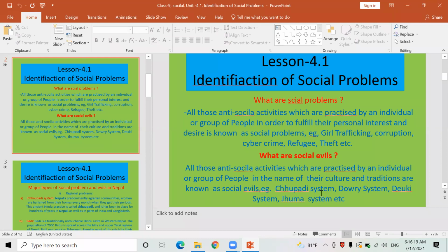Example, Chhaupadi system, regarding this we will study later on in detail, related with the girls problem. Yes, similarly dowry system, daijo partha, Deuki system, Jhuma system, these all customs, you know, social evils, belong to different religions existing in Nepal, which we practice as well.